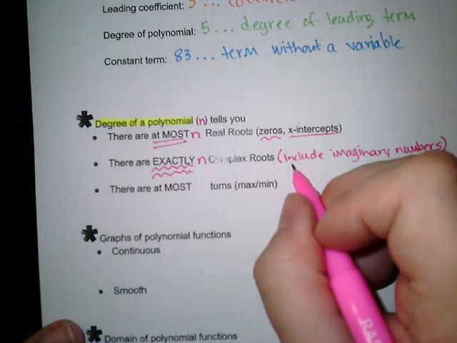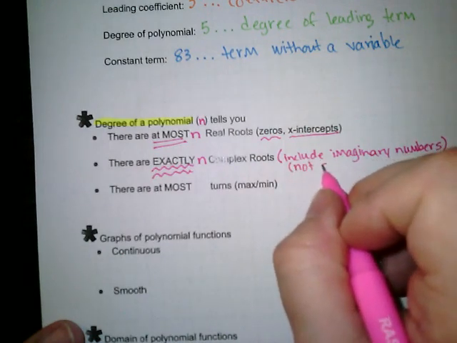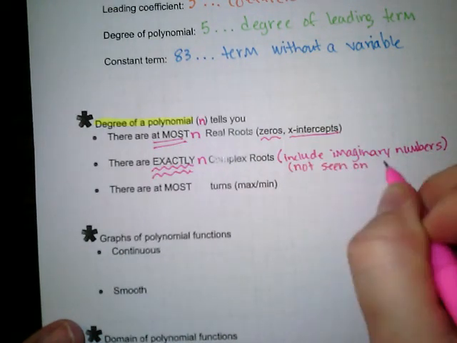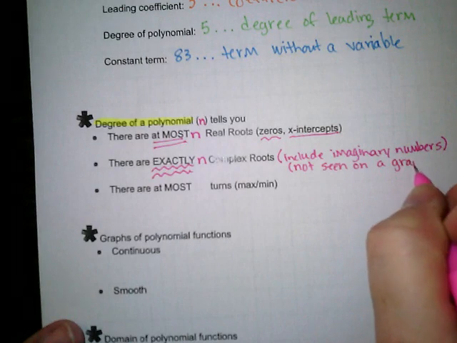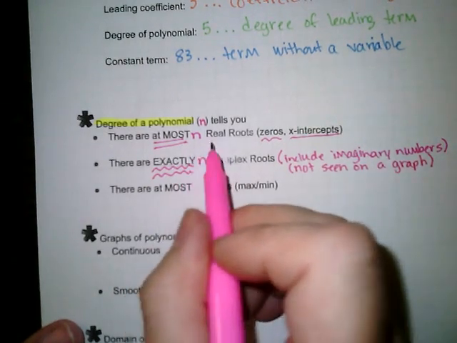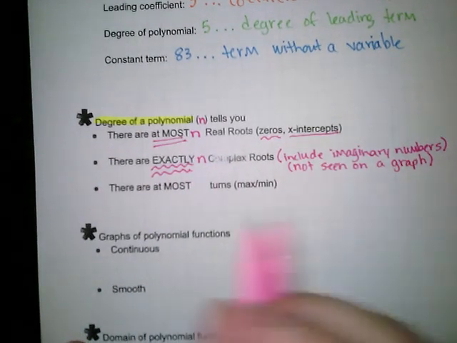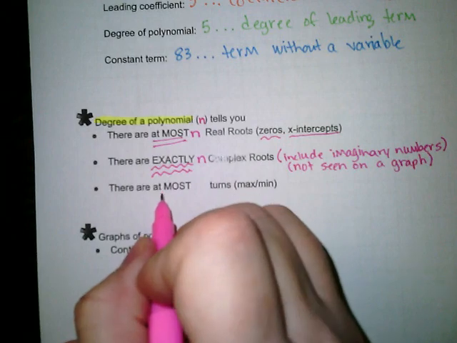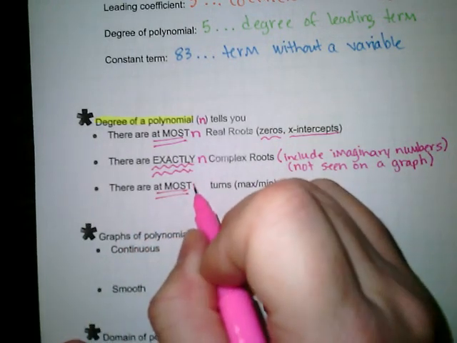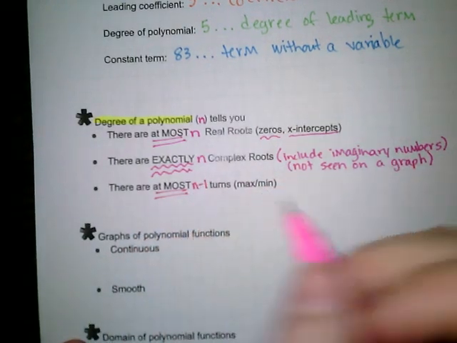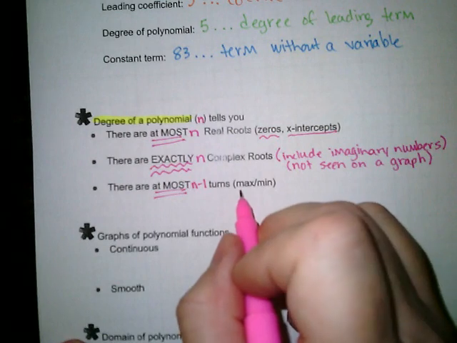And you won't see them on the graph because when we graph, we are graphing in the real numbers. So if it's not a real root, you won't see it. And then there are at most n minus 1 turns, which we call like maxes and mins.